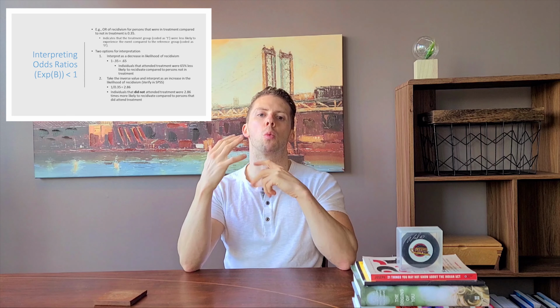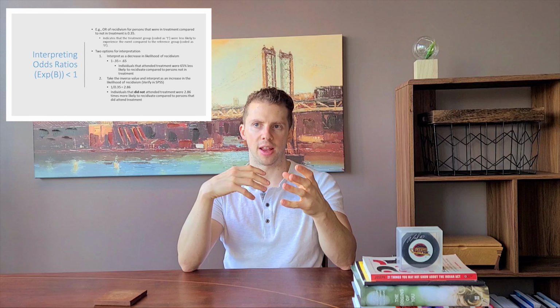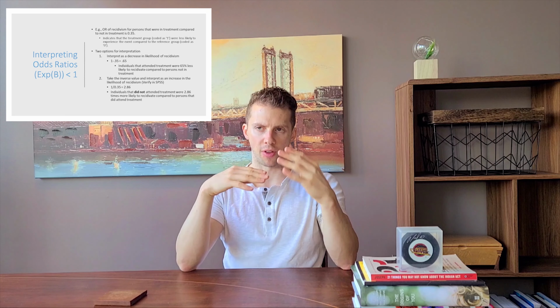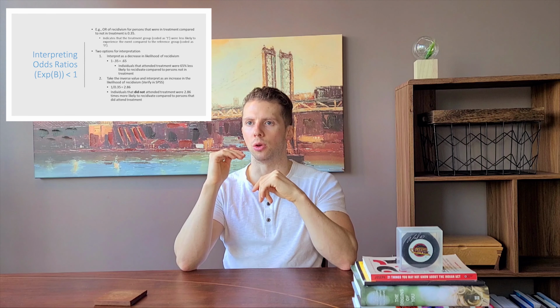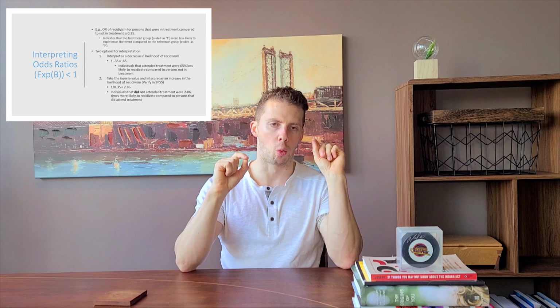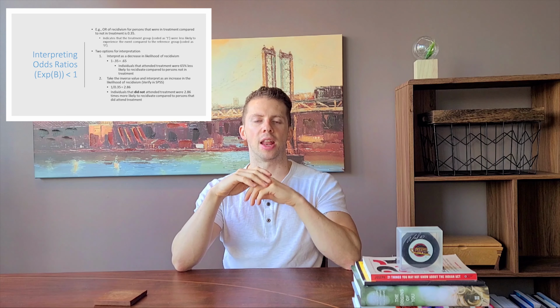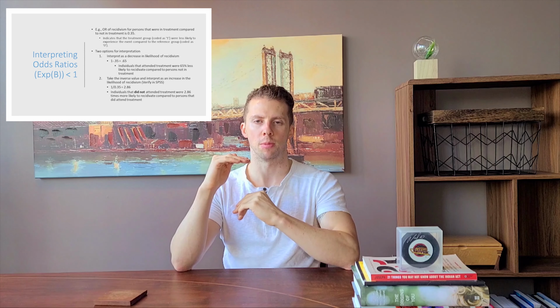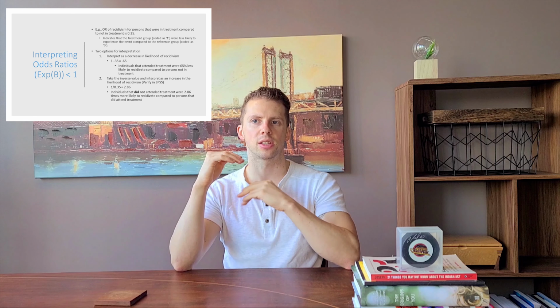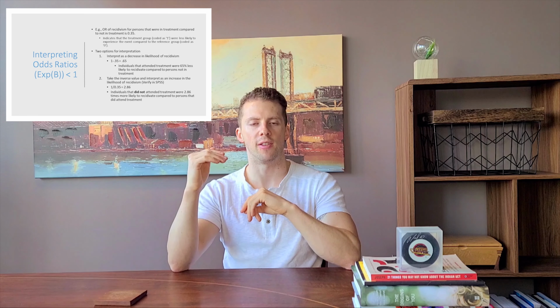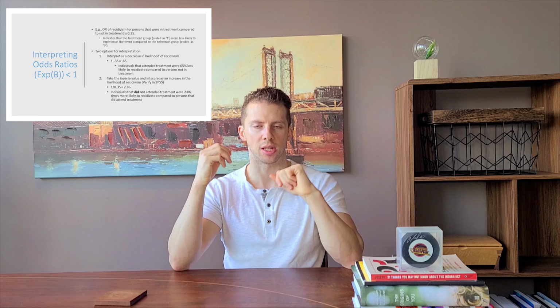Another thing that we could do, if we wanted to look at which group was more likely to recidivate, is to take the inverse values, where all we have to do is go, instead of 1 minus the odds ratio, we do 1 divided by the odds ratio. So in this case, 1 divided by 0.35 gives us 2.86. So we could say that individuals that were not in treatment were 2.86 times more likely to recidivate compared to persons that did attend treatment.